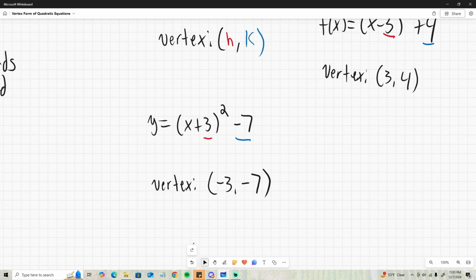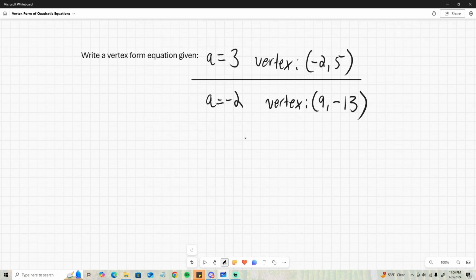I'll show us a quick example of how to do it the other way. So for this case, we're going to be writing vertex form equations given this certain amount of information. And so we're just going to be plugging these numbers directly into our formula. If we recall, the a is simple, it's just part of our formula.